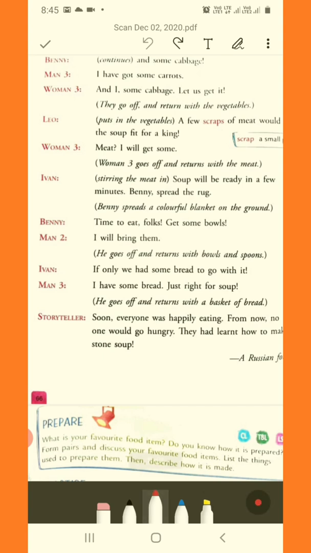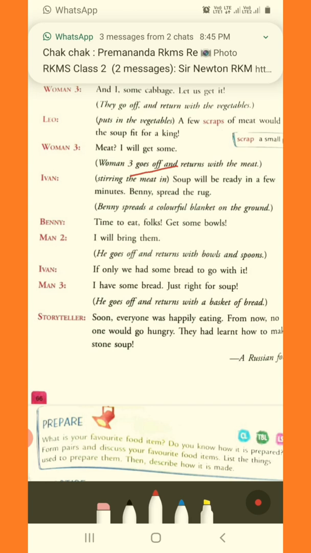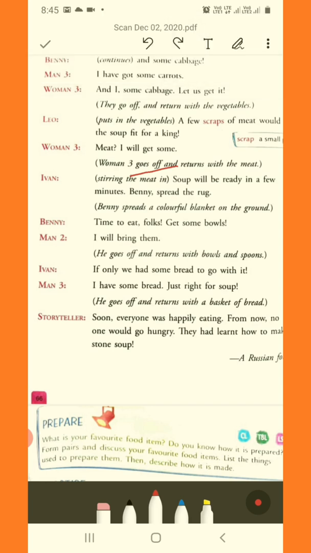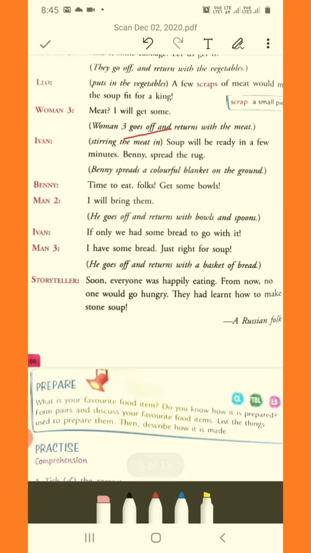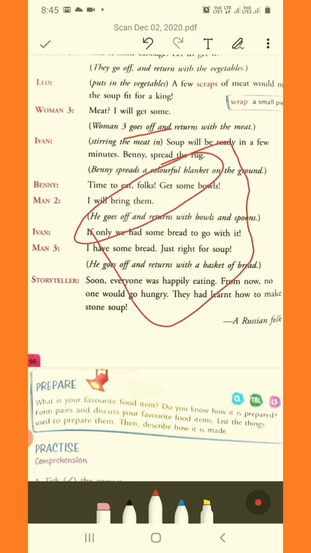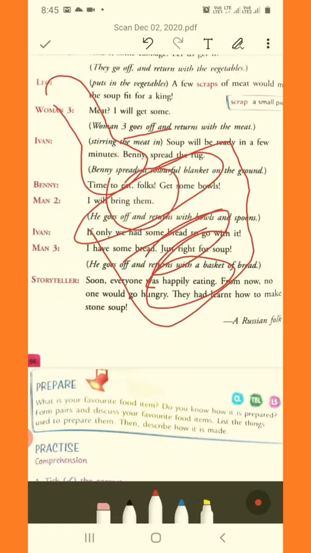Clear, now everybody is helping readily. So woman 3 goes off and returns with the meat. Now Ivan, what does he have to say? Ivan is stirring the meat. Stirring means if it is, let's say, the pot where they are preparing the soup, there'll be a spoon like thing. To stir means to move the spoon like thing around in it.